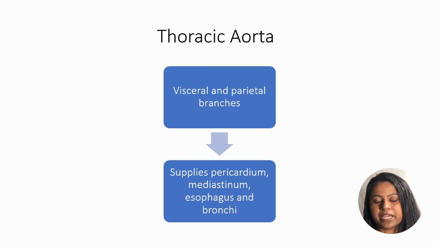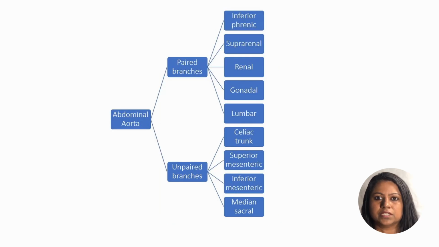The thoracic aorta becomes the abdominal aorta after passing through the aortic hiatus in the diaphragm at the level of T12. It gives off 4 unpaired and 5 paired branches. The 5 paired branches are the inferior phrenic, suprarenal, renal, gonadal, and lumbar branches. The 4 unpaired branches are from above to below: celiac trunk, superior mesenteric artery, inferior mesenteric artery, and median sacral artery.